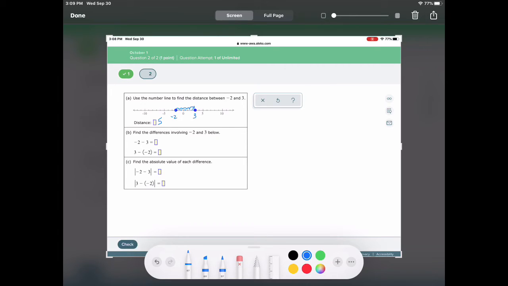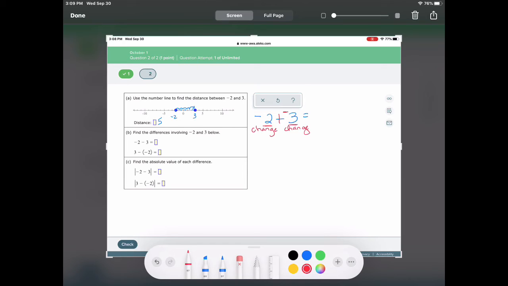And then it says find the differences involving -2 and 3 below. So if I have -2 minus 3 equals, what I want to do is I always want to change subtraction to addition. In order to change subtraction to addition, I can add the opposite. So I'm always going to change 2 times. Change, change. Again, listen to that video, and that song is going to tell you about this. So we're going to add this together. And so I have -2 and I have -3.